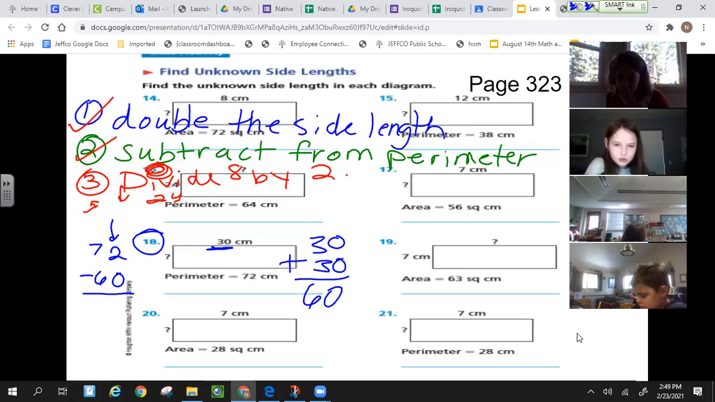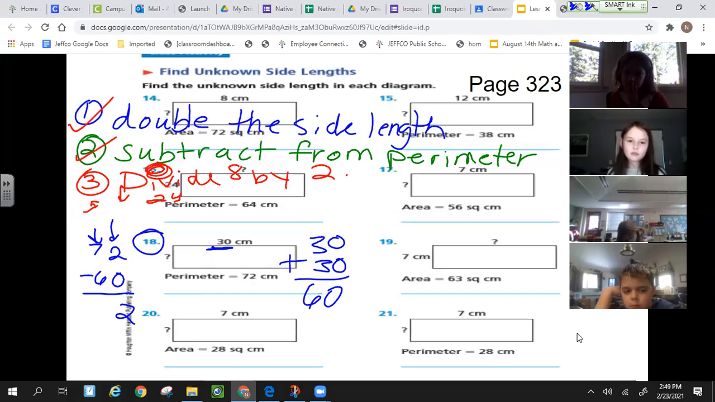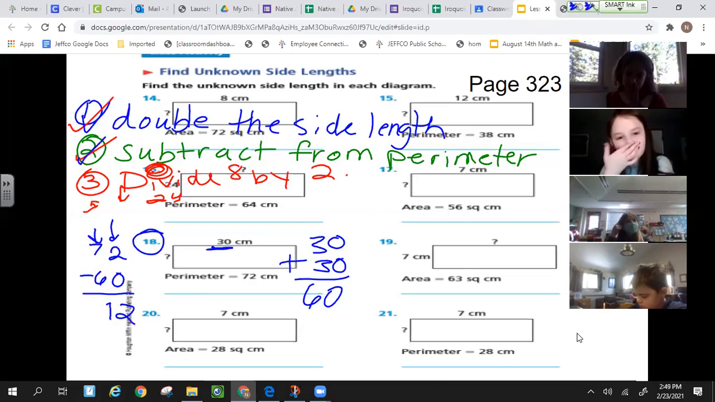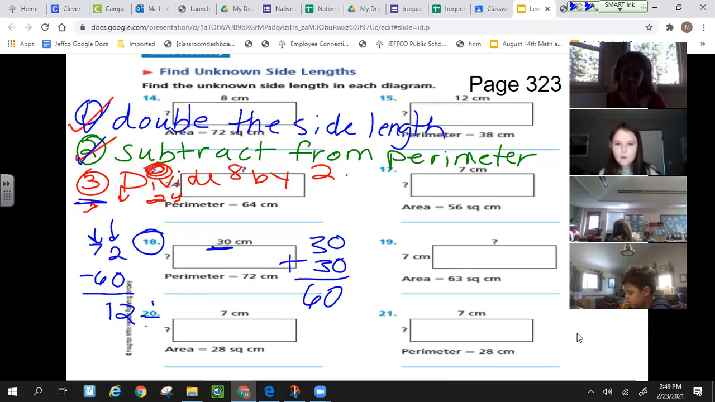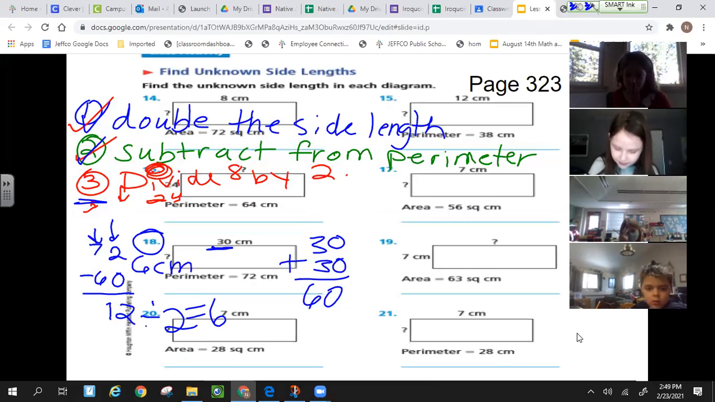I have 2 fingers and I don't take any away. I still have how many? 2. 7 minus 6. I have 7. I take 6 away. What do I get? What do I get if I have 7 fingers and I take 6 away? 1. So you should have gotten 12. What's the third step? We did the first, we did the second. Divided by 2. So our width is 6 centimeters.